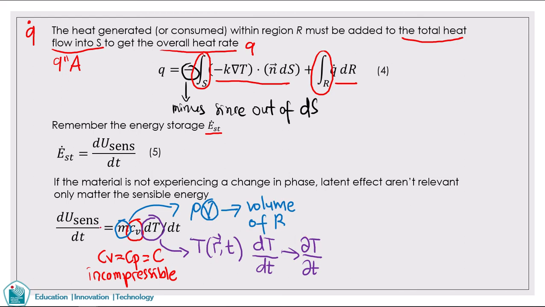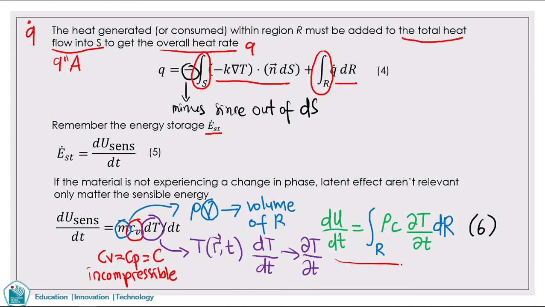Finally, this equation, dU over dt, can be written as rho c times the partial derivative of the temperature with respect to time, multiplied by V. V is the volume, so we can rearrange it to dr, and we take the integral over the region. So we can finally get equation 6.